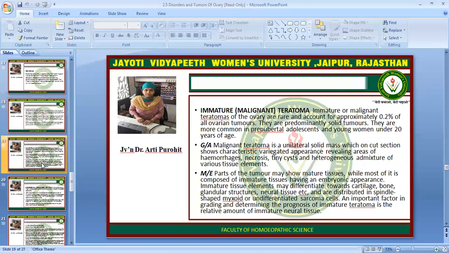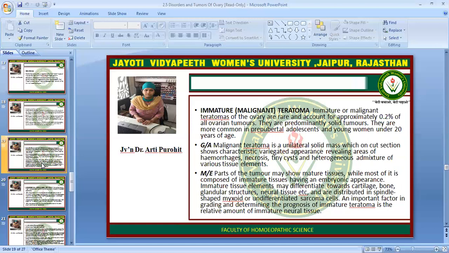The second type is the immature or malignant teratomas. The immature or malignant teratomas of the ovary are rare and account for approximately 0.2% of all ovarian tumors. They are predominantly solid tumors. They are more common in pre-pubertal adolescents and young women under 20 years of age.